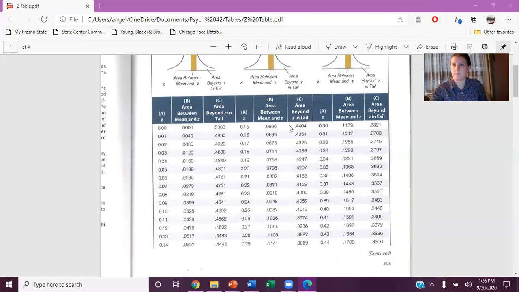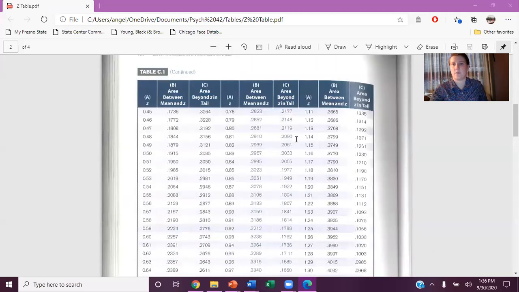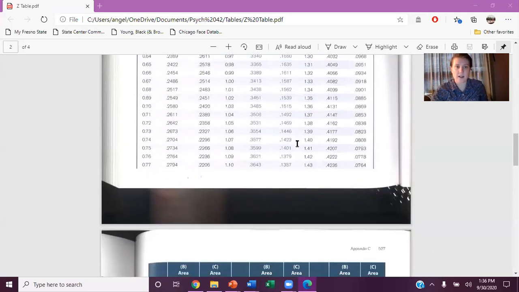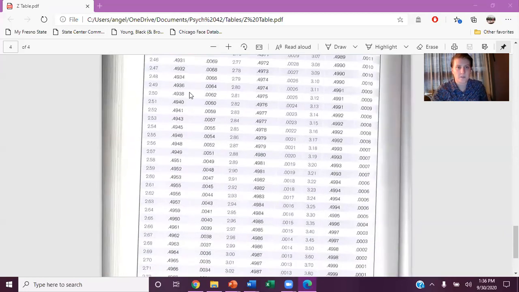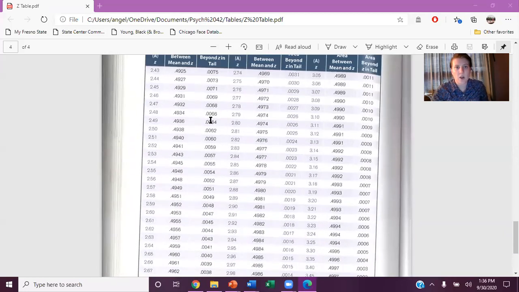Okay, so here we are, the z-table. Back at it again. So let's find 2.50. And we're looking in column C. So here we go. Column C, we got 0.0062. But since this is a two-tailed test, that is not our p-value. We have to multiply that by 2 in order to get our p-value for this one sample z-test, which was a two-tailed test.